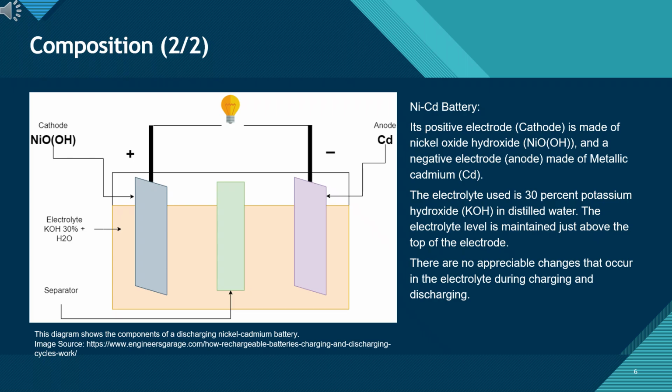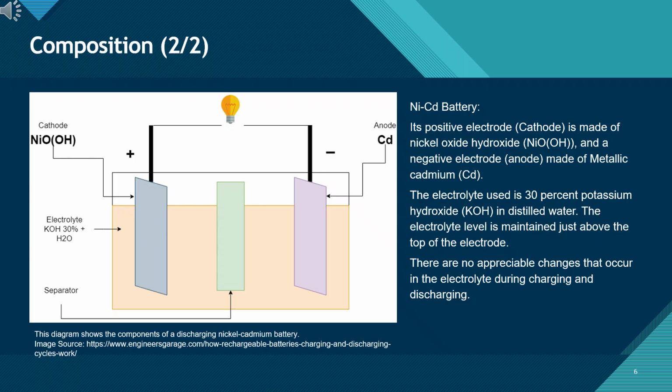One key point: the electrolyte does not change composition during charge or discharge. Its job is just to conduct ions between the electrodes. That's very different from lead-acid batteries, where the acid concentration itself changes, and we can measure specific gravity to check charge level. With NiCd, you don't get that direct indicator.